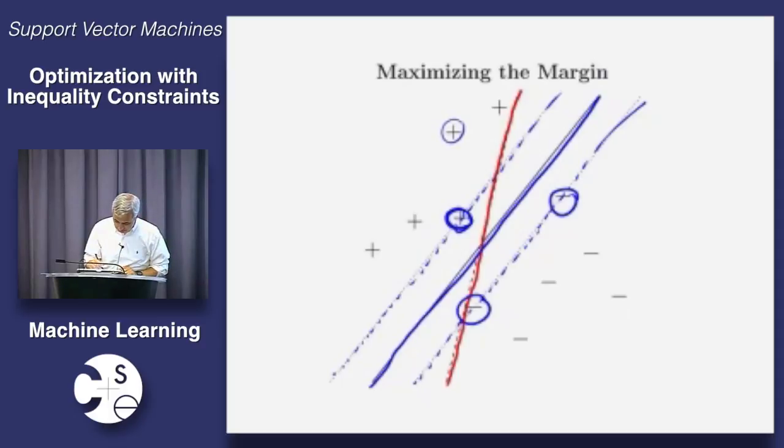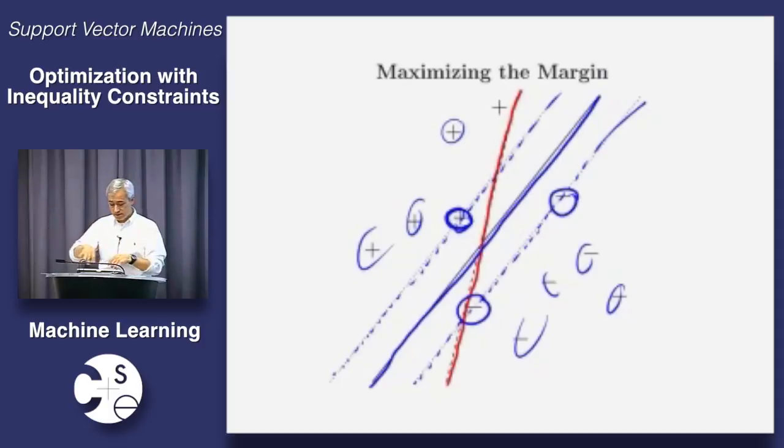These guys over here, who cares? I could put them somewhere else as long as it's not inside the slab. I could make them disappear. The solution isn't going to change. So this whole idea of the dual problem and the dual variables is very meaningful in the case of support vector machines.